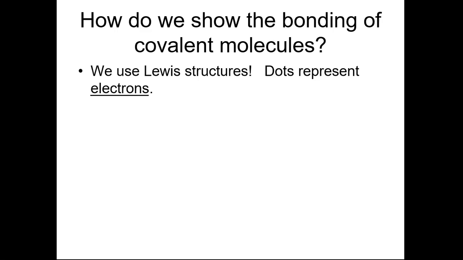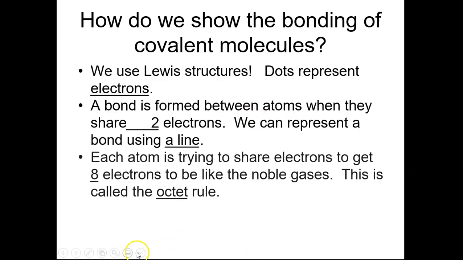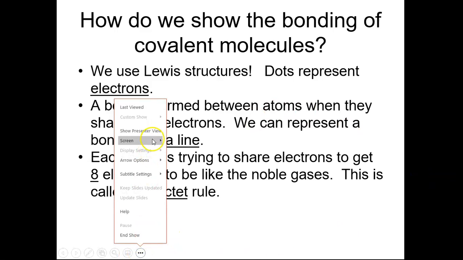Now you might remember in 3.1 we showed how ionic compounds can form from electrons being transferred from metal to nonmetal. Here, we're going to show that they're sharing electrons rather than transferring. Just as before, dots represent electrons. Now, a bond is formed between atoms when they share two electrons. So we can represent a bond using a line. So let me show you what I mean by that.